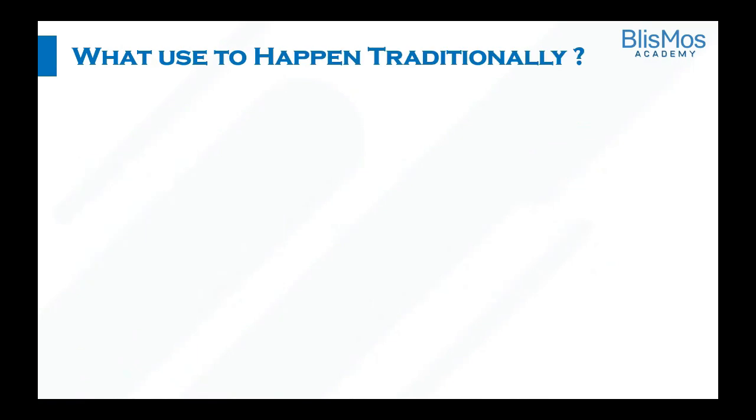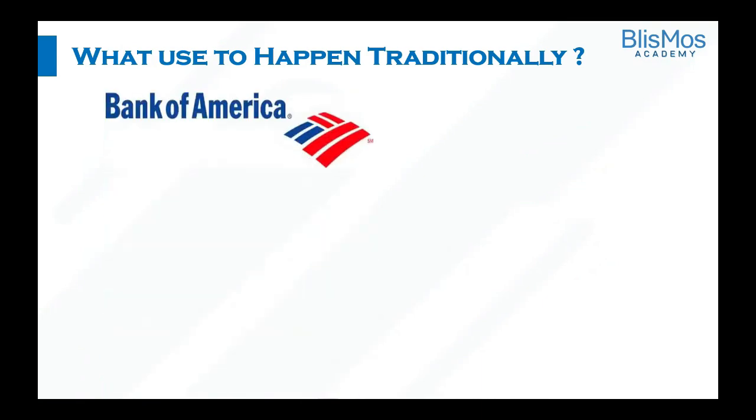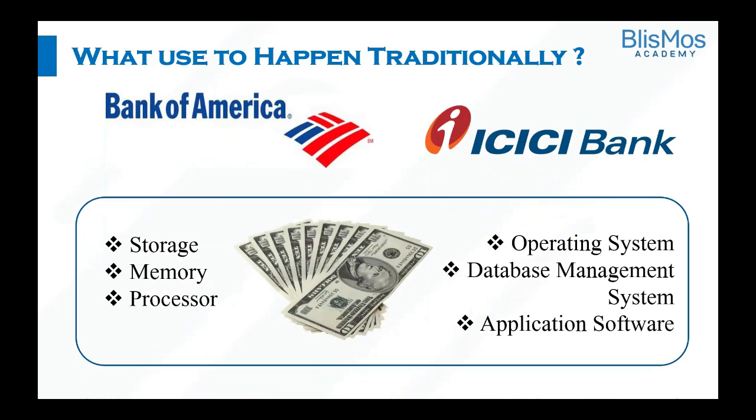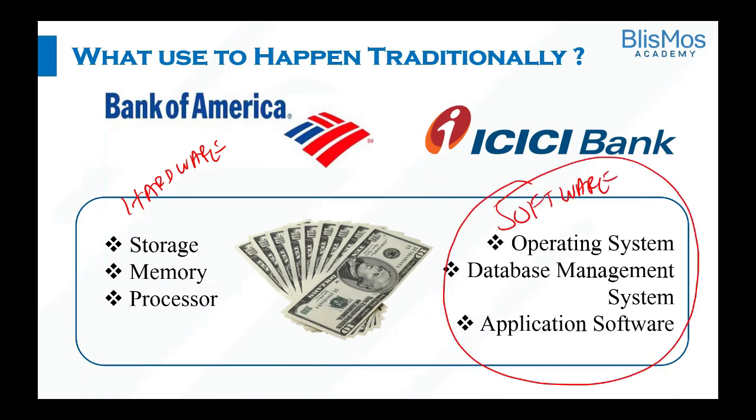Now, what used to happen traditionally? Let us say if I take you back some 20 years, any organization, it can be Bank of America, Allstate, or ICICI Bank, in order to run their business, they would need hardware, they would need software. In order to run their business, they would need an application which is using operating system, database management system, and application software, which is built on storage, memory, and processor.